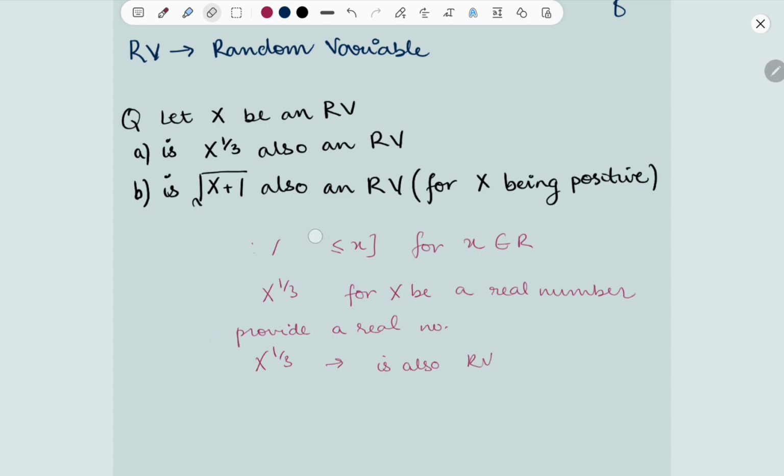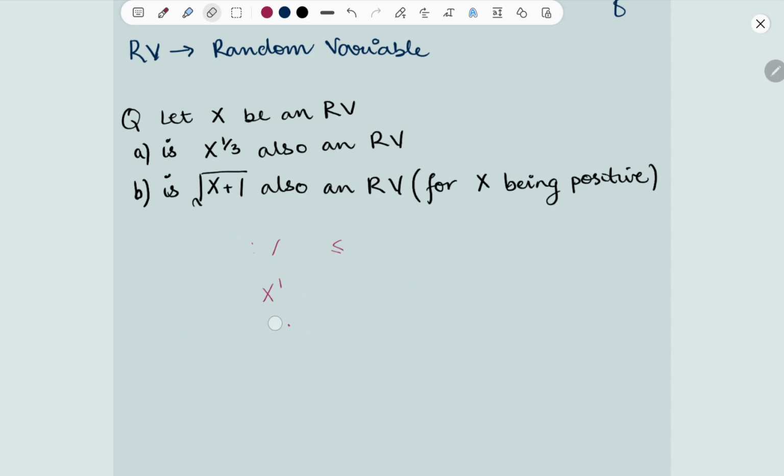Because if x is a random variable, it is a real, and the real-valued cube root of a real value will also be a real value. So if the question would be x square plus, let us just say xi, where i equals this, so is this a random variable? Of course not. It is not a random variable.